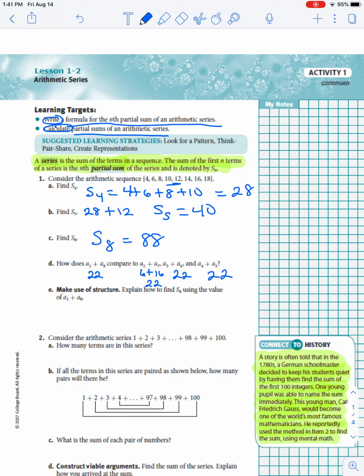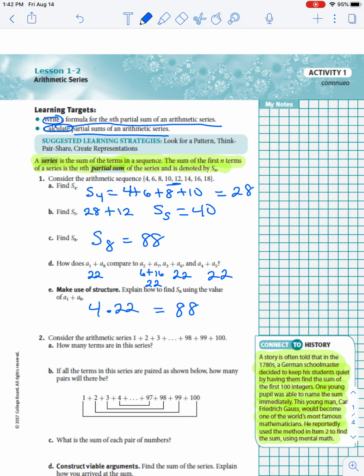So if I wanted to find the sum of the first 8 terms using a sub 1 plus a sub 8, well, a sub 1 plus a sub 8, we know that that's already 22. Well, 22 is not the sum of the first 8 terms. That was just term 1 plus term 8. But there were 4 pairs of those terms. And so if I wanted to find the sum, I could do it that way. Think, okay, there's 4 pairs of 22s, and that's 88.